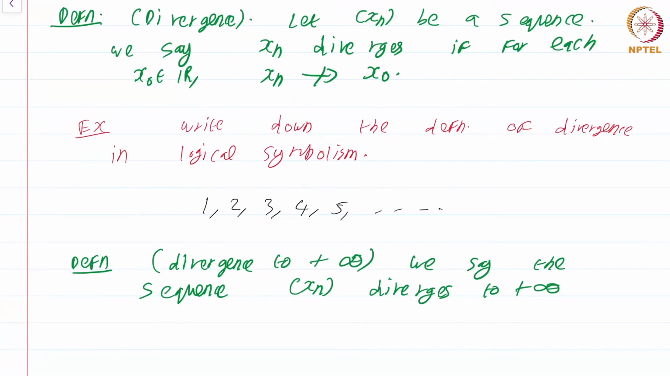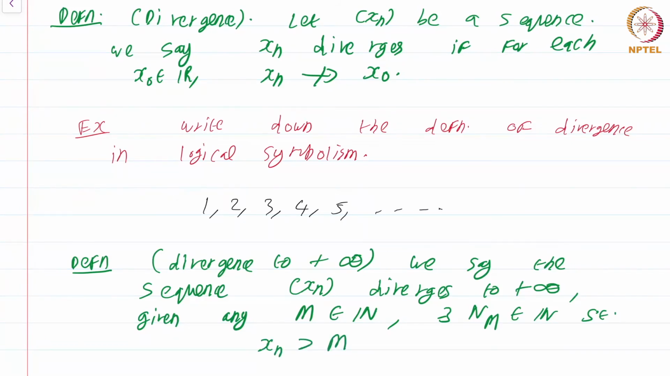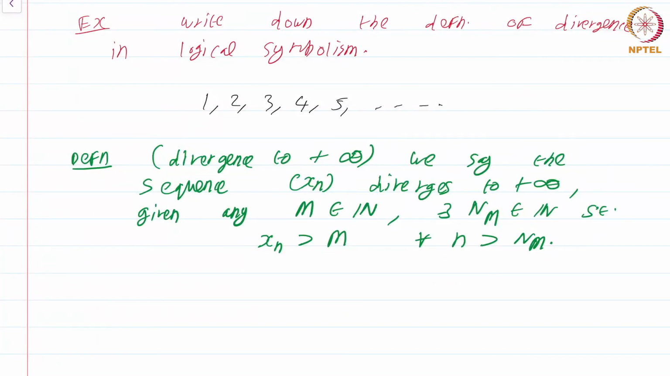So what we do is, given any m in the natural numbers, there exists n subscript m in the natural numbers such that xn is greater than m for all n greater than n subscript m. Okay? All this is saying is, if you move sufficiently far away through the sequence, then the terms of the sequence will be larger than m. And this must be true for each m in N. No matter what fixed natural number I take, after some point in the sequence, the terms of the sequence will be greater than capital M. So this is fairly straightforward now that we have spent quite a lot of time digesting the definition of convergence.